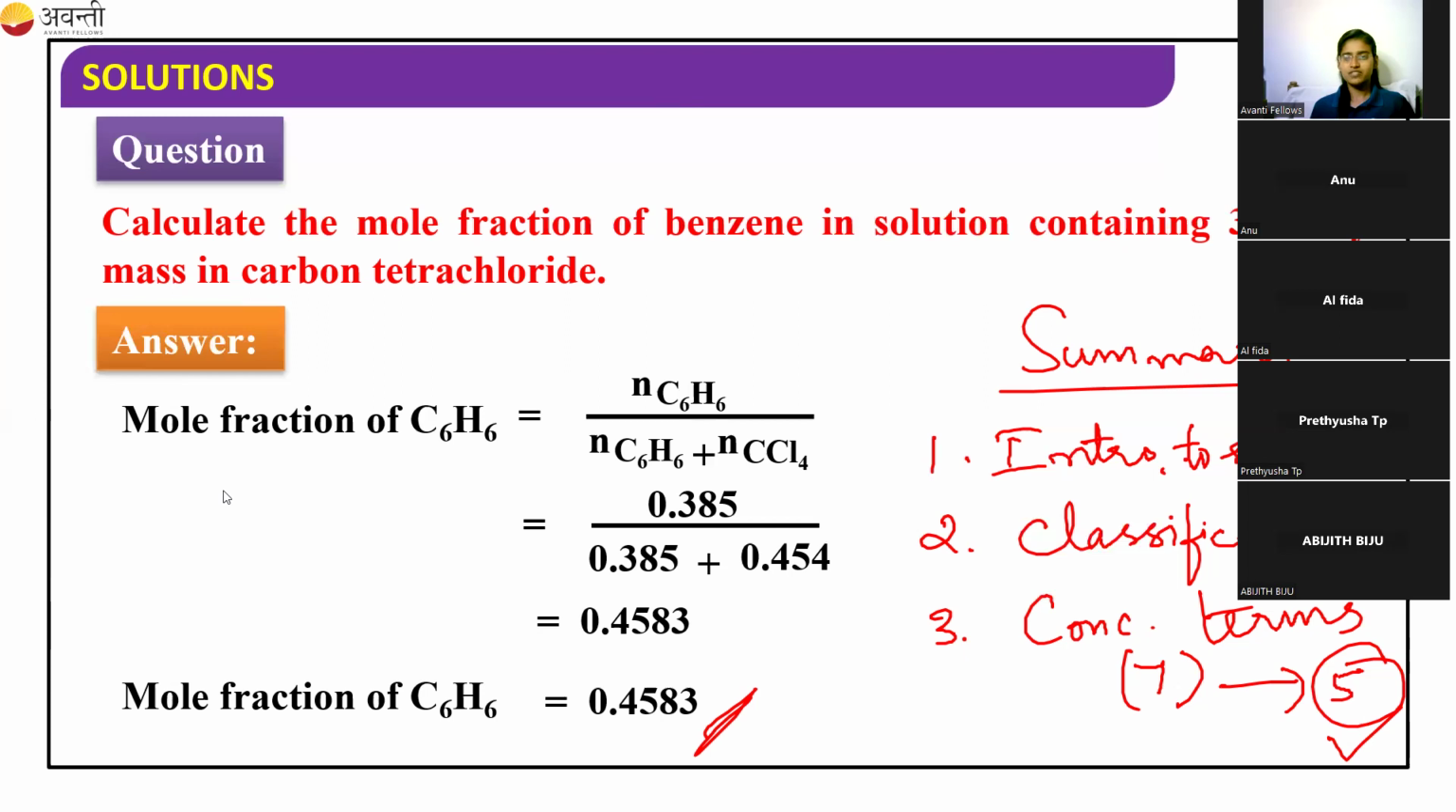0.5417 is the mole fraction of CCl4. Very good, JNV students. Your answer is correct. But in the question, we were asked to calculate only the mole fraction of benzene, right? That's why I have calculated only for benzene. Your answer is correct. If you do 1 minus 0.45, you will get this as the answer.